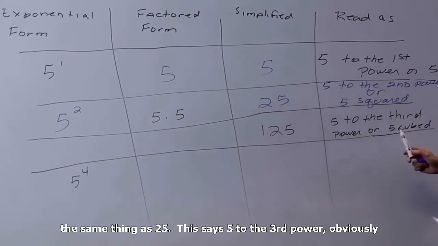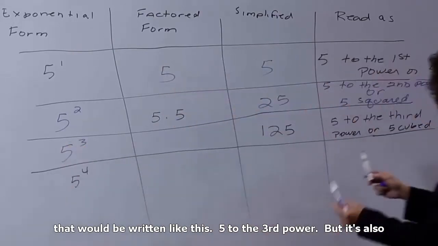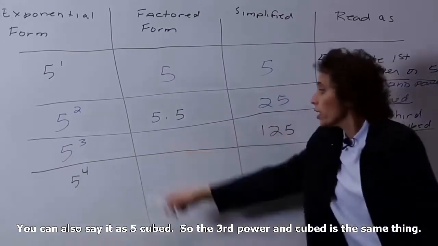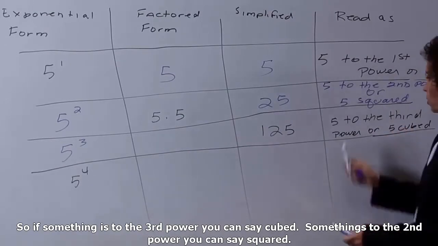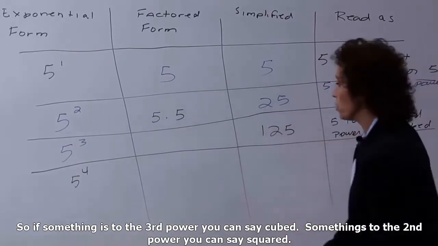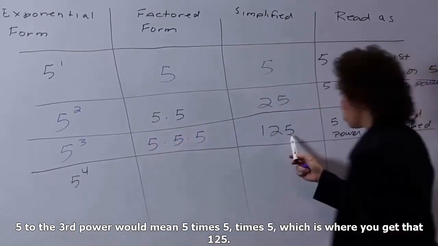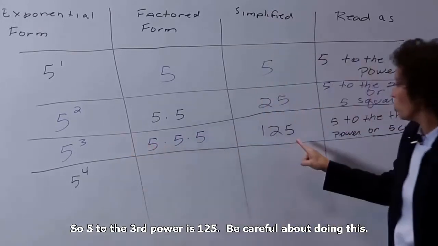This says 5 to the third power, so obviously that would be written like this, 5 to the third power. But you can also say it as 5 cubed. The third power and cubed are the same thing. So if something's to the third power, you can say cubed. Something's to the second power, you can say squared. 5 to the third power would mean 5 times 5 times 5, which is where you get that 125. So 5 to the third power is 125.